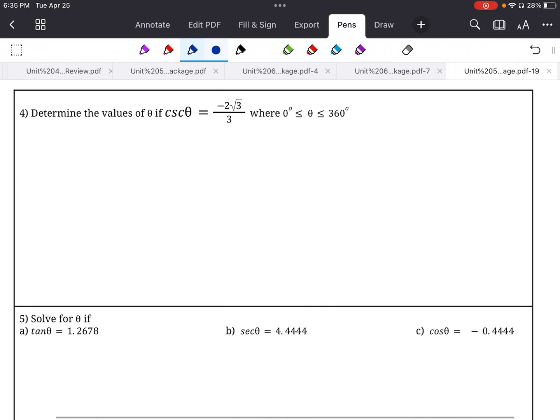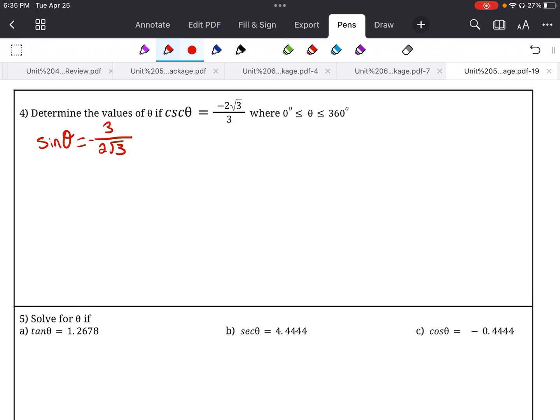Okay, number 4, determine the values of the angle if cosecant is -2 times the root of 3 divided by 3, where the angle is between 0 and 360 degrees. So we know that cosecant is not a button on your calculator, so we need the reciprocal, and cosecant's reciprocal is sine. And of course, the reciprocal means we will turn it upside down.